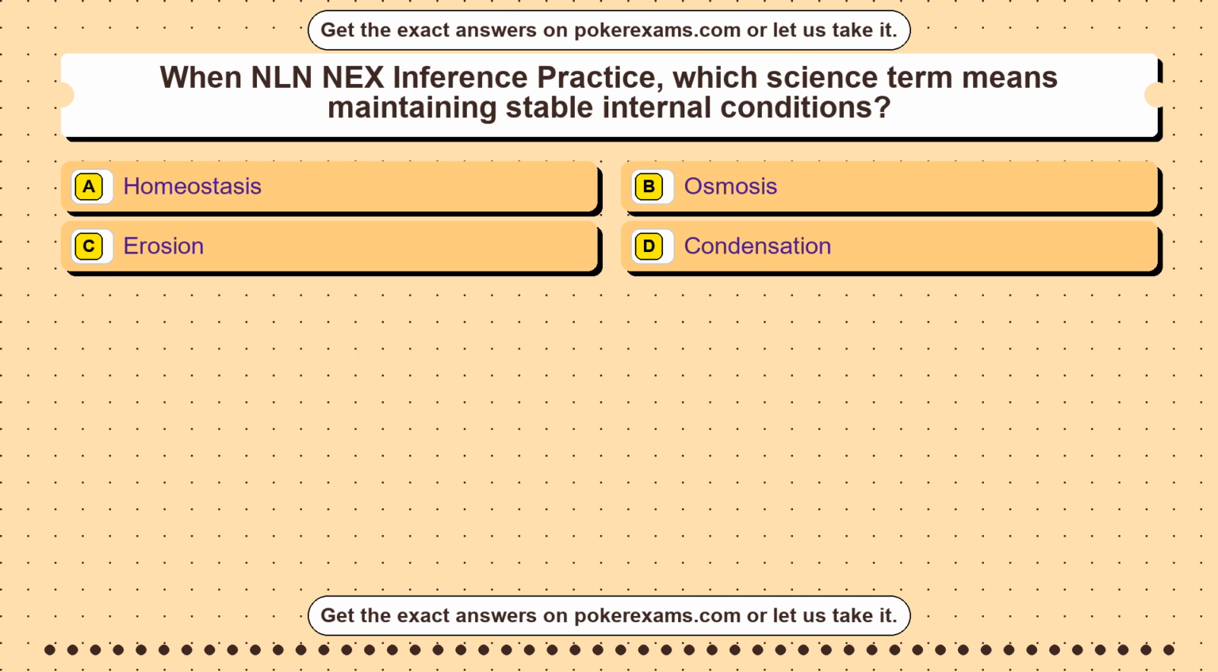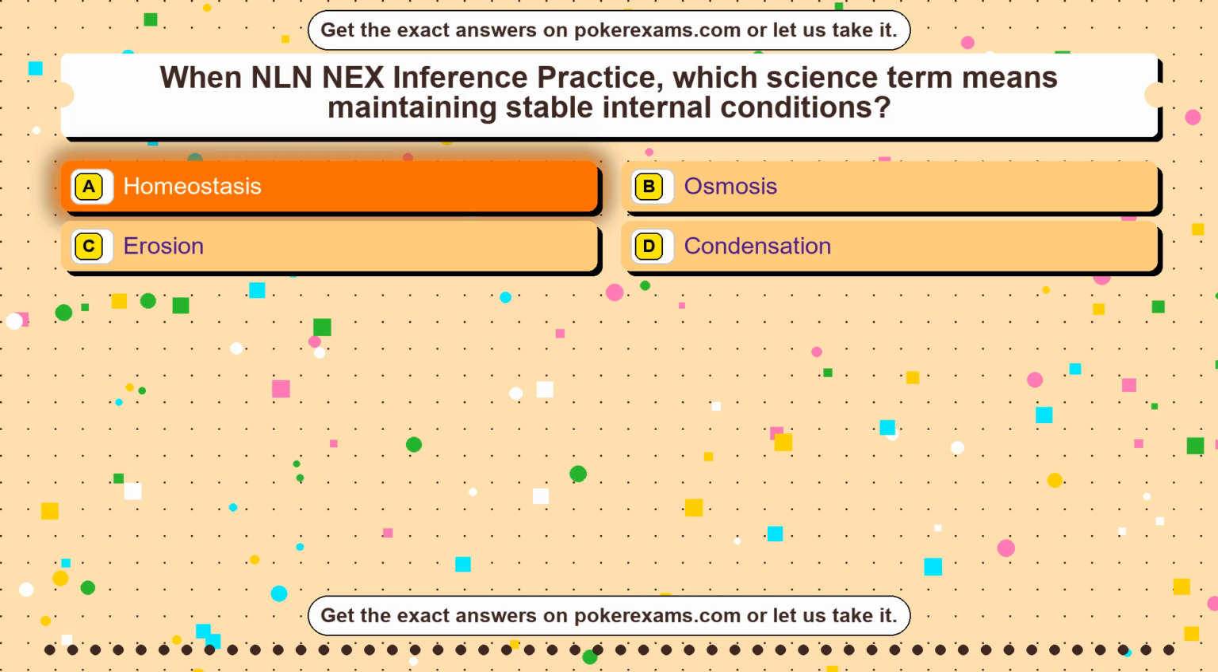Question 49. When get graphs and data practice, which number is the mode of 4, 6, 6, 7, 9? Option A 4. Option B 6. Option C 7. Option D 9. The correct answer is option A.